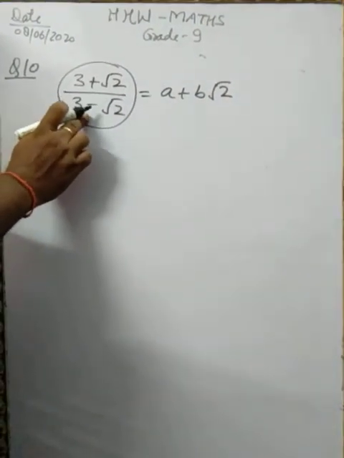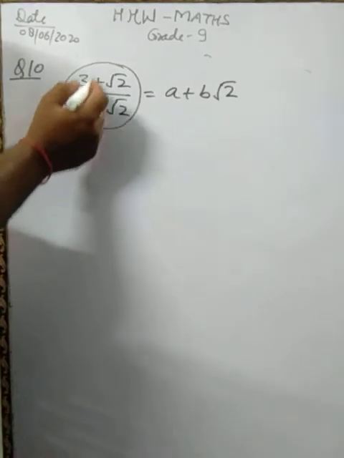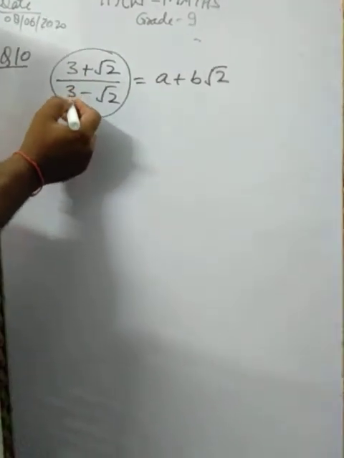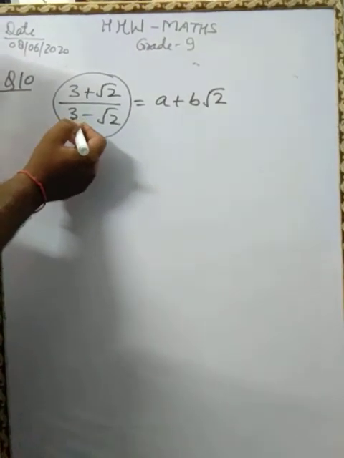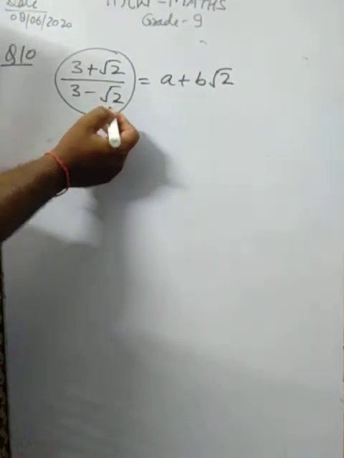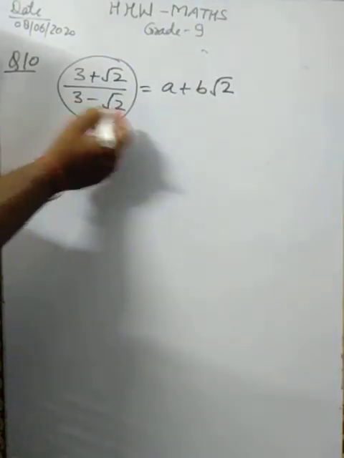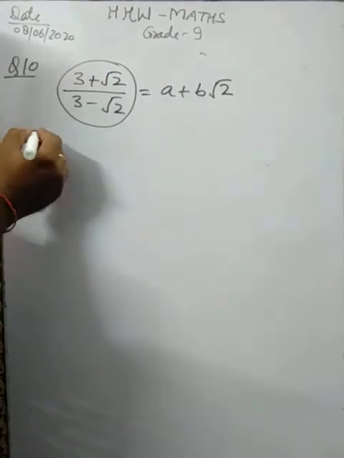Now to rationalize this one, the rationalizing factor will be 3 plus root 2, because the denominator is 3 minus root 2, and the conjugate of 3 minus root 2 will be the RF.